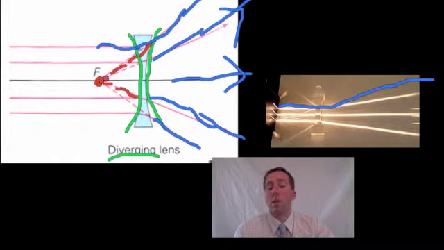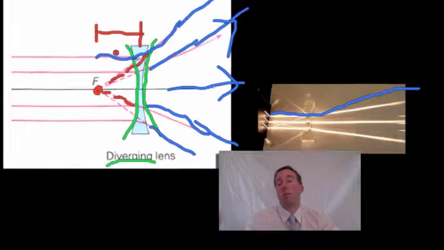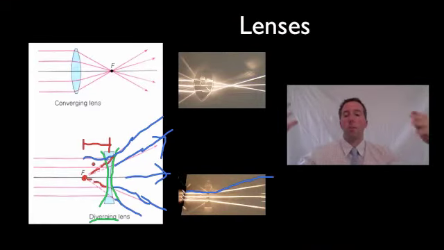So diverging lenses also have a focal length, but this goes from the virtual focus point to the middle of the lens. And so that's really a bit about lenses. They're useful in microscopes and telescopes and magnifying glasses and contact lenses or prescription glasses.